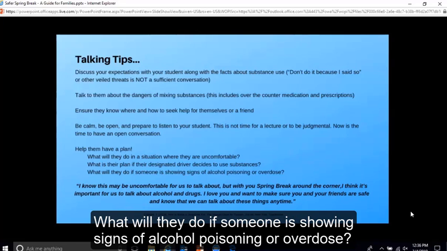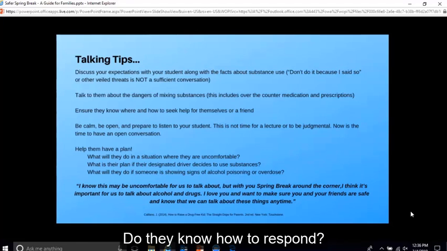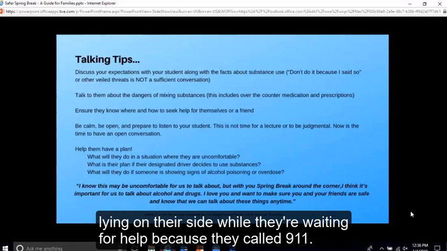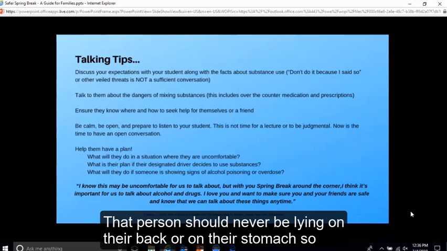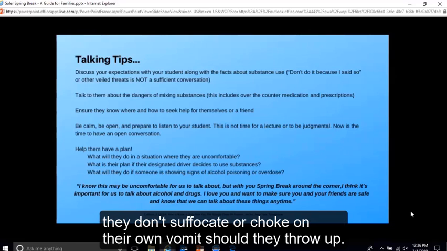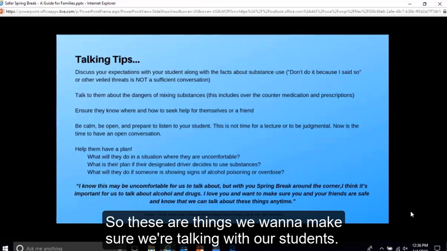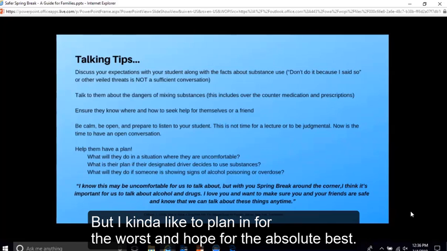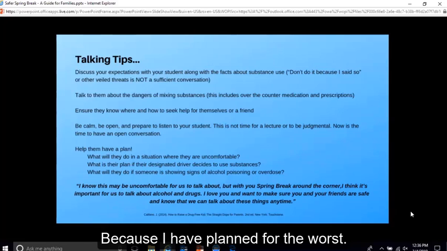What will they do if someone is showing signs of alcohol poisoning or overdose? Do they know how to respond? Make sure they know to never leave that person alone, to make sure that person is lying on their side while they're waiting for help because they've called 911. That person should never be lying on their back or on their stomach so they don't suffocate or choke on their own vomit should they throw up. So these are things we want to make sure we're talking with our students. We hope none of these things ever happen, but I kind of like to plan for the worst and hope for the absolute best, because I have planned for the worst.